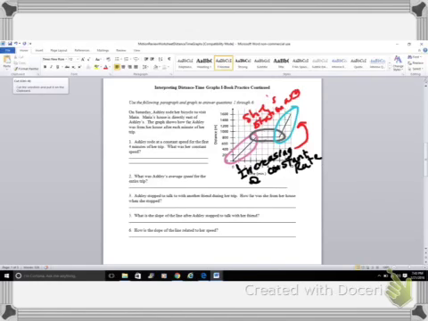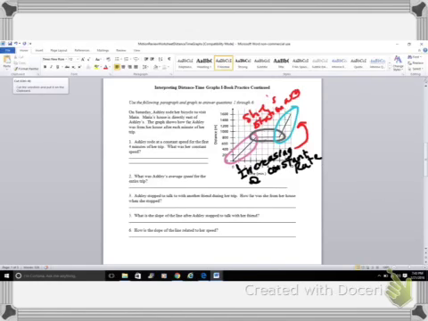So number 1, Ashley rode at a constant speed for the first 4 minutes of her trip. What was her constant speed? Remember, I told you guys to look at the change of y over the change of x. So when I look at this, I can do it 2 ways. I look here, I know it's at a constant rate.